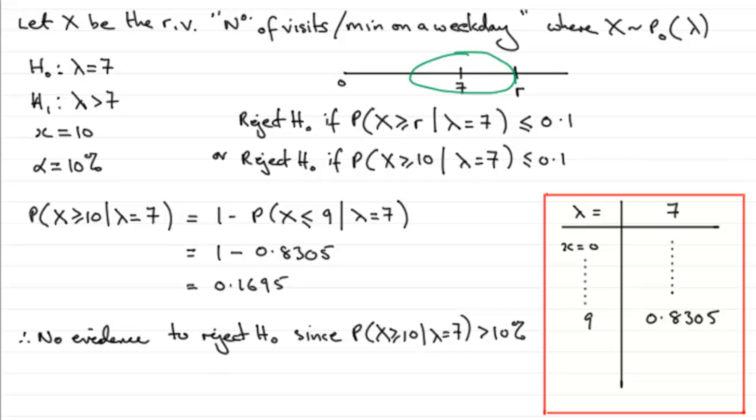Now the next part though, I'm going to show you how we could do this part of the question just by using this idea up here of rejecting H0 by finding that critical value R. Because we need to find it, we've got to state the minimum number of visits required to obtain a significant result. And if we find that value, we could have compared it to 10. Okay, so I'll run through that then in the next video.